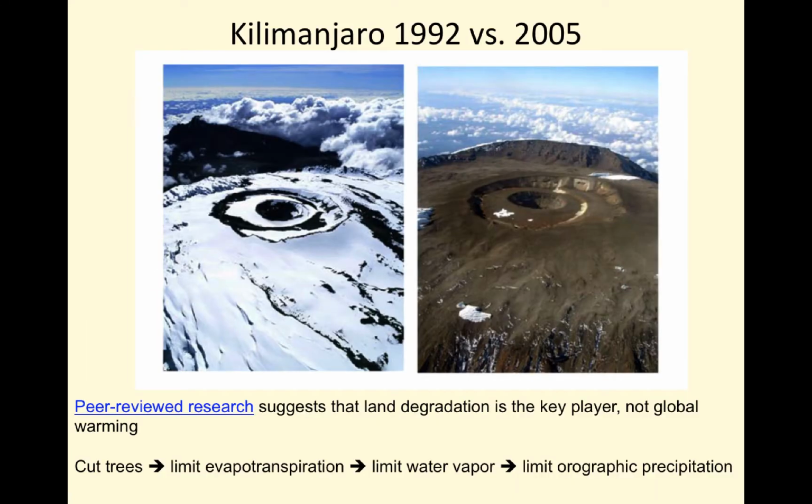Kilimanjaro in 92 versus 2005, 92 on the left, 2005 on the right. Peer-reviewed research suggests that this is mostly land degradation and not global warming. What the study showed specifically was that the communities around the base of Kilimanjaro have cut so many of the trees down that it's limited the amount of evapotranspiration, which limited the amount of water vapor, and ultimately that limited the amount of fuel you can get as orographic precipitation on the top of the mountain.